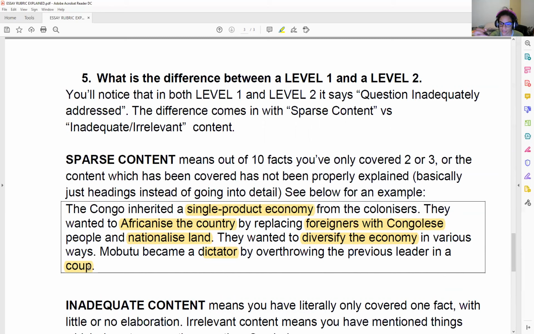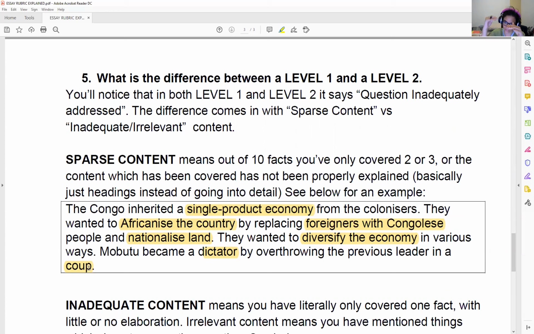Like I say here, it's a single product economy. What were they exporting? What were they importing? I haven't actually explained that. I say they want to Africanize the country, but I haven't said that this is called, forgive me if I mispronounce it, Zaireanization or something like that. So I didn't explain that this process of Africanizing the country was called Zaireanization, and this is what they do.